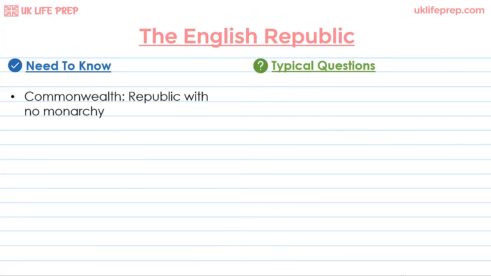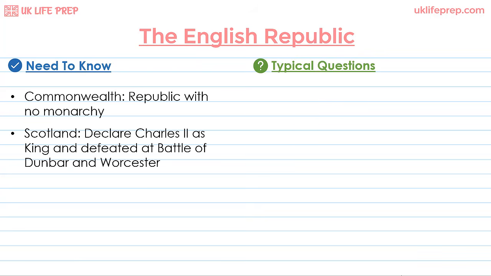Following the execution of Charles I, England declared itself a republic called the Commonwealth. The army was in control and there was no longer a monarchy. Over in Scotland, the people there did not agree to the execution of Charles I, who was also their king, so they declared his son, Charles II, as king, who then leads an army into England but is defeated at the Battle of Dunbar and Worcester. Charles II flees to Europe by famously hiding in an oak tree on one occasion.